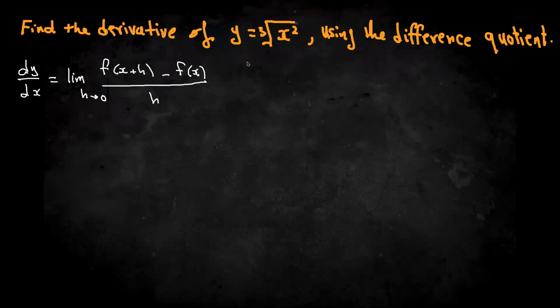For any of you who forgot what the difference quotient is, the derivative dy/dx is the limit as h goes to 0 of f of x plus h minus f of x, over h. And the goal is always to get rid of the h on the bottom, because we cannot divide by 0 when we make h go to 0. So let's apply this equation to what we have here.